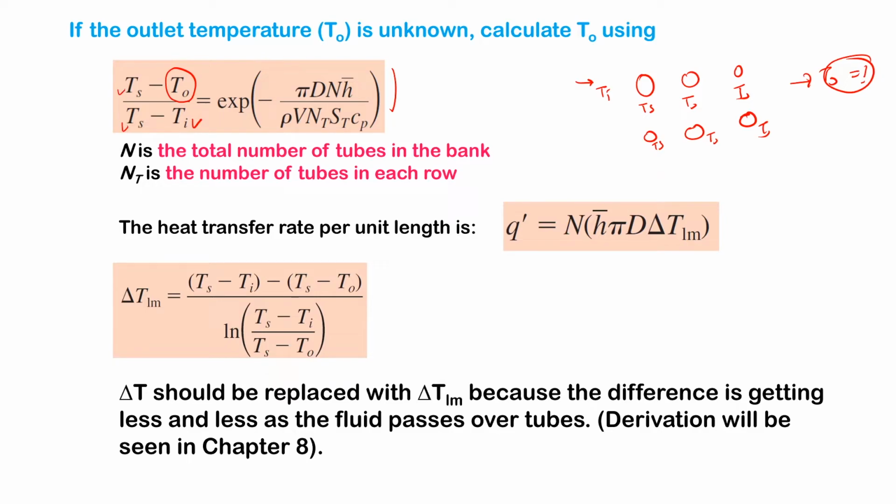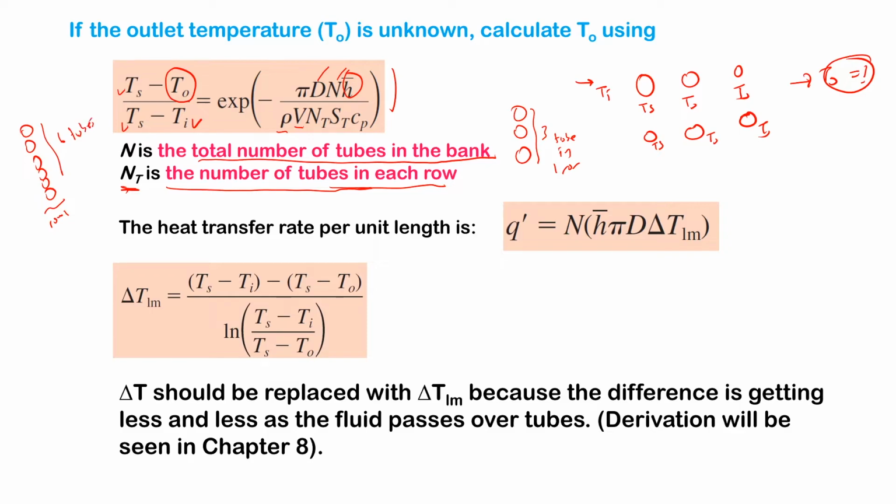So D is the diameter of the tube, N is the total number of the tubes. Okay, this is the total number of the tubes. H bar is the average value, rho is the density of the fluid, V is the velocity, incoming velocity, and N_T is important, the number of tubes in each row. So how many tubes do we have in each row? So we have 1, 2, 3, 4, 5, 6, row 1. So this is 6 tubes in one row. Okay.